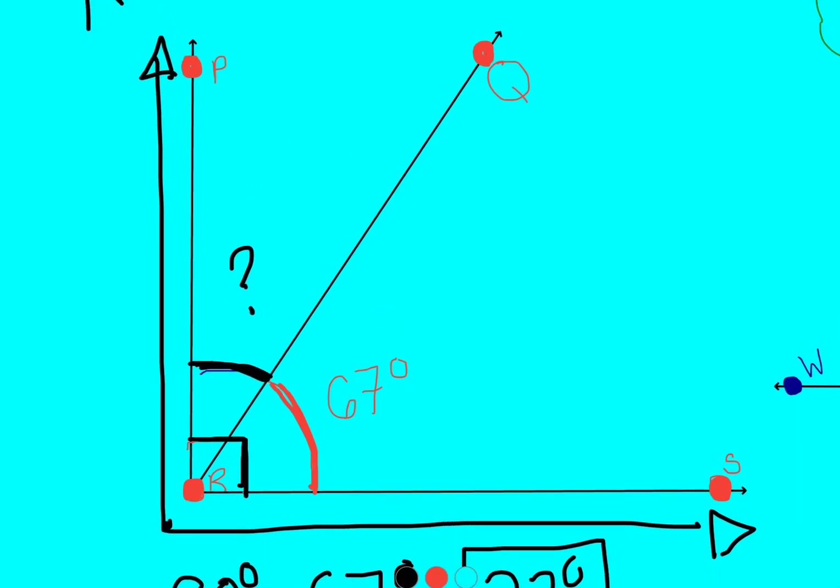So to summarize, if I put my PRQ angle together, which is 23 degrees, with my QRS angle measurement, which is 67 degrees, I could add both these numbers together and they would equal 90 degrees because they are complementary.